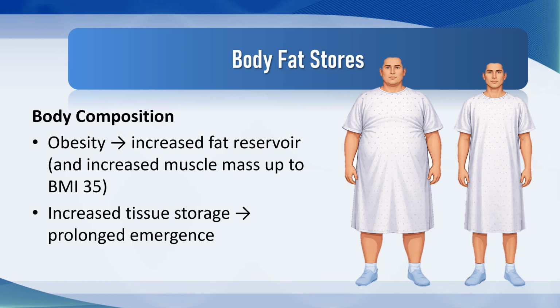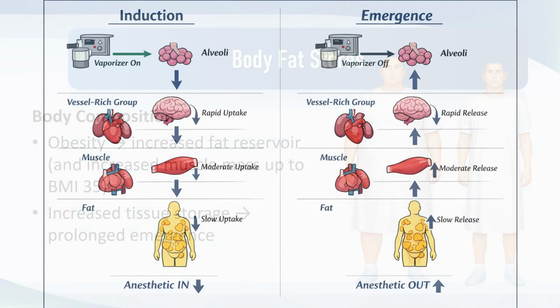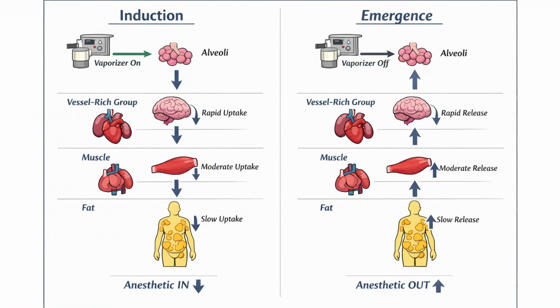The presence of very high fat stores in the body means that there is increased tissue storage and prolonged emergence from anesthesia, remembering that the vapor has to get from the fat into the blood. It also has to get from the muscle into the blood, and it back diffuses into the brain and keeps the patient anesthetized for longer, even if you have switched off the vaporizer.